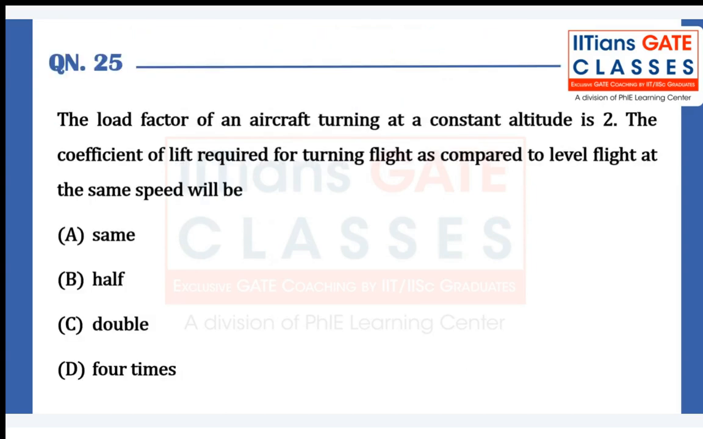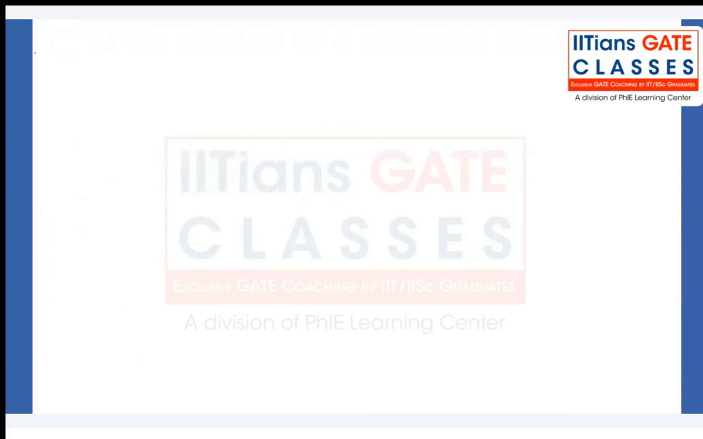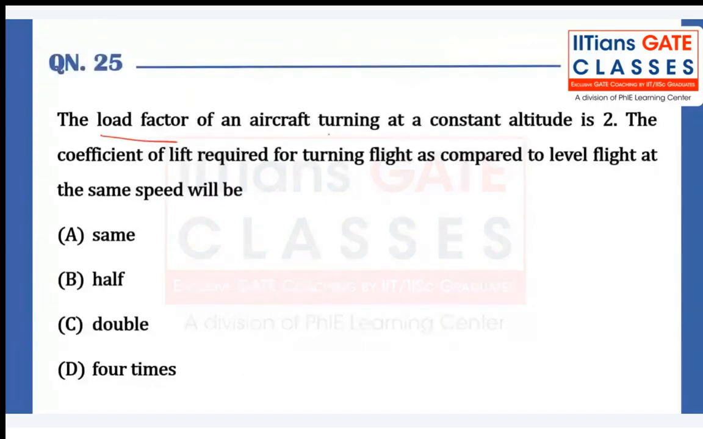If no doubts, the load factor of an aircraft turning at a constant altitude is 2. The coefficient of lift required for turning flight as compared to the level flight at the same speed will be: same, half, double, or 4 times. Okay. Right. So let's do this, pretty simple again. Let me just underline the key components. The question is load factor at turning at constant altitude is 2.